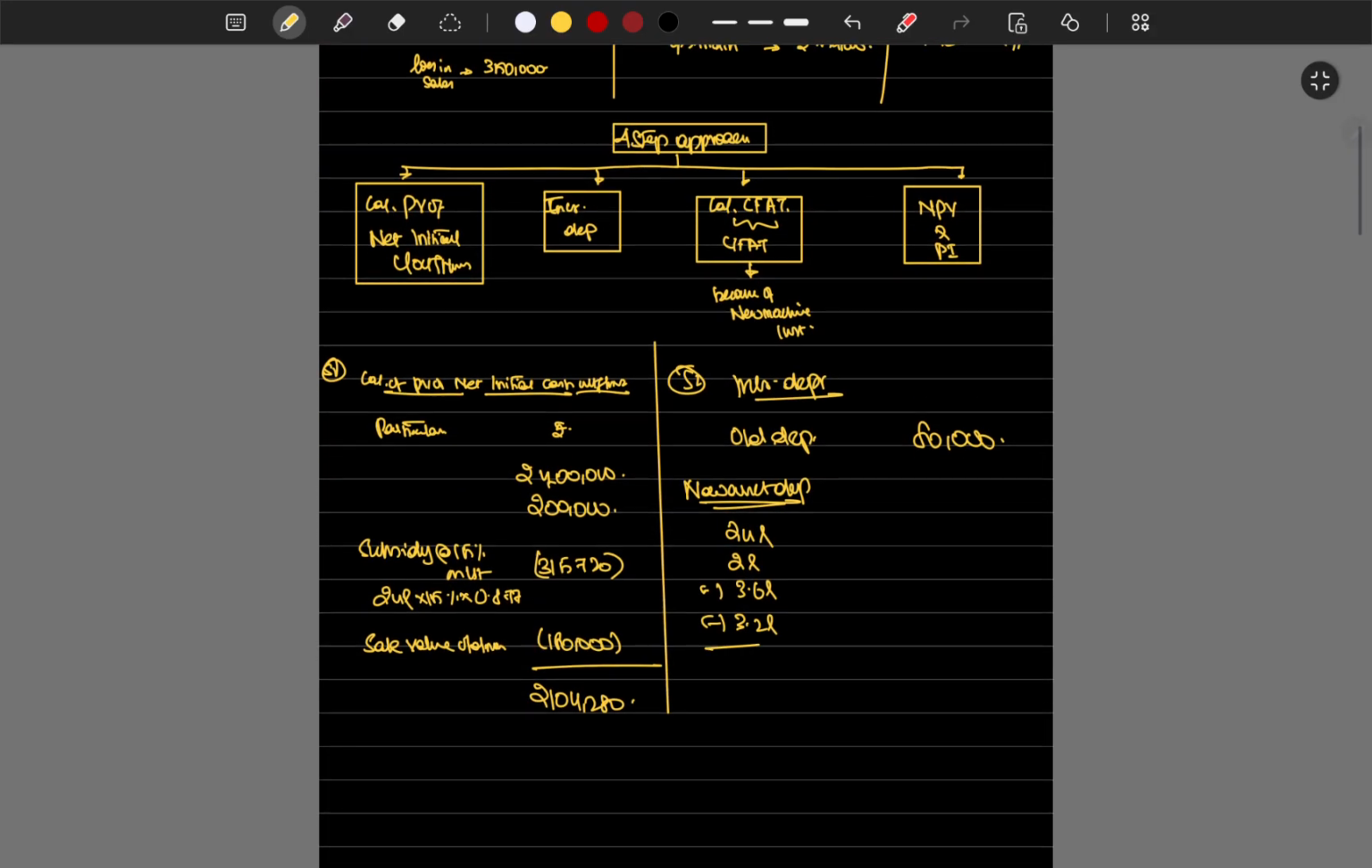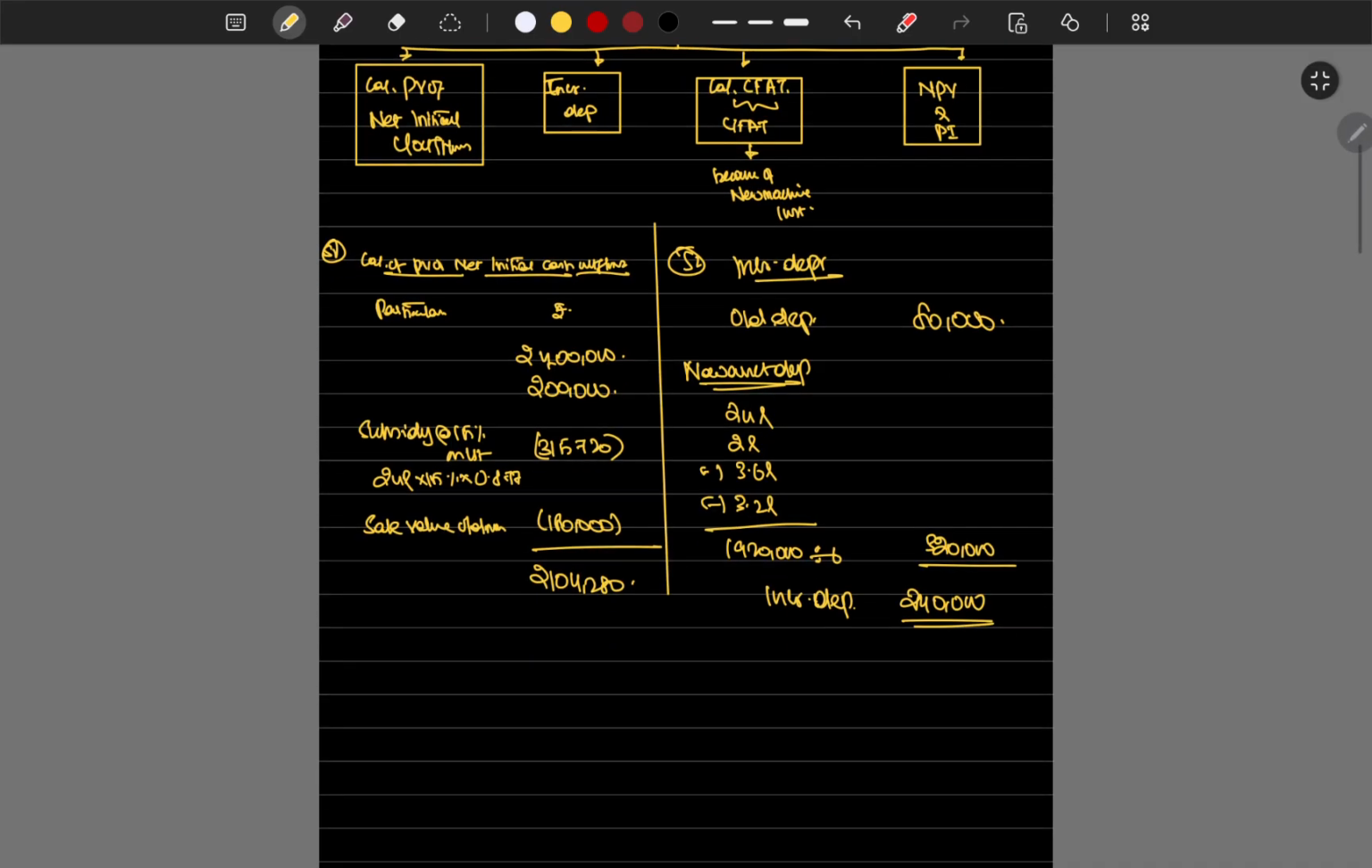That's it. So calculate the asset value, which is 24 lakh plus 2 lakh minus 3,60,000 minus 3,20,000, which is 19 lakh 20,000 divided by 6, 3,20,000. So the incremental depreciation, why we are calculating is we are getting the tax benefit by way of increased depreciation. So how much increased depreciation we are having because of the new machinery, which is 2,40,000. We are going to get the tax benefit for this.